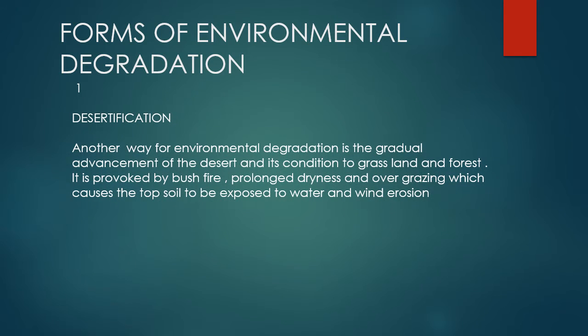Desertification. Another form of environmental degradation is the gradual advancement of the desert and its conversion of grassland and forest. It is provoked by bushfire, prolonged dryness, and overgrazing, which cause the topsoil to be exposed to water and wind erosion. So, my dear students, desertification is a gradual advancement of the desert. That means a situation where an area that was formerly humid becomes bare of humidity. An area that was formerly wet becomes an arid area. That is desertification.